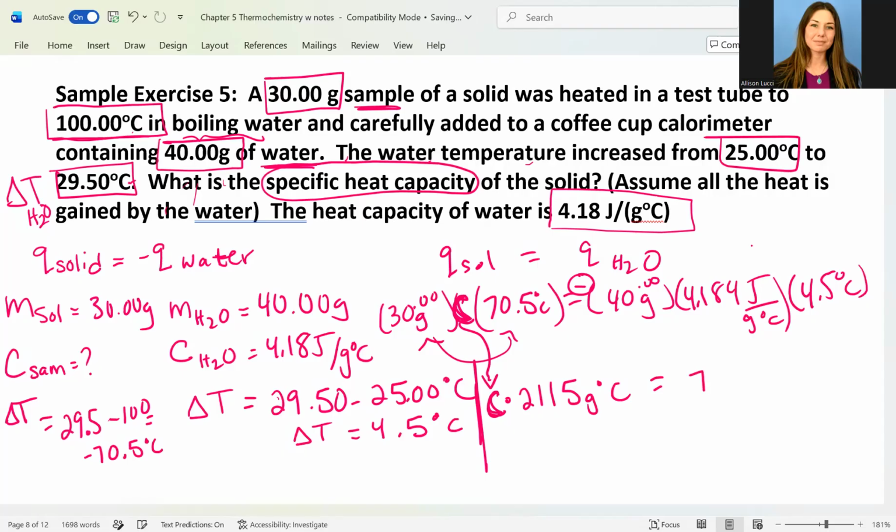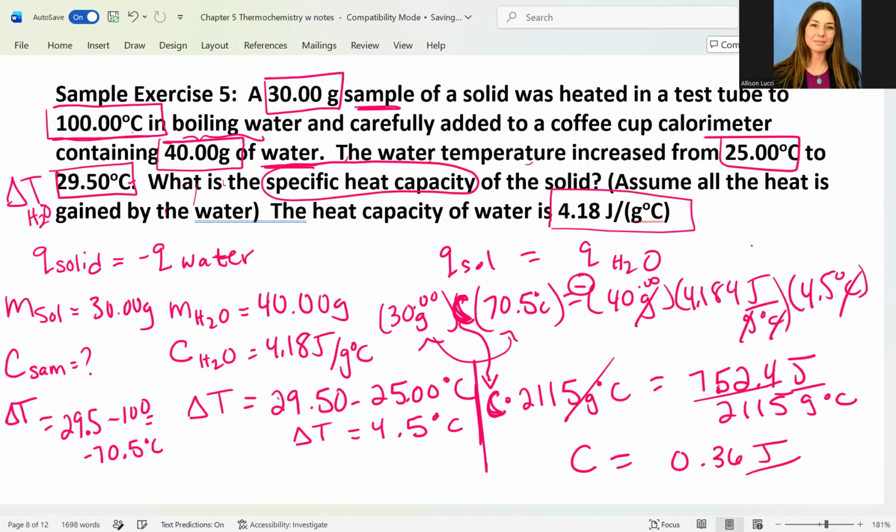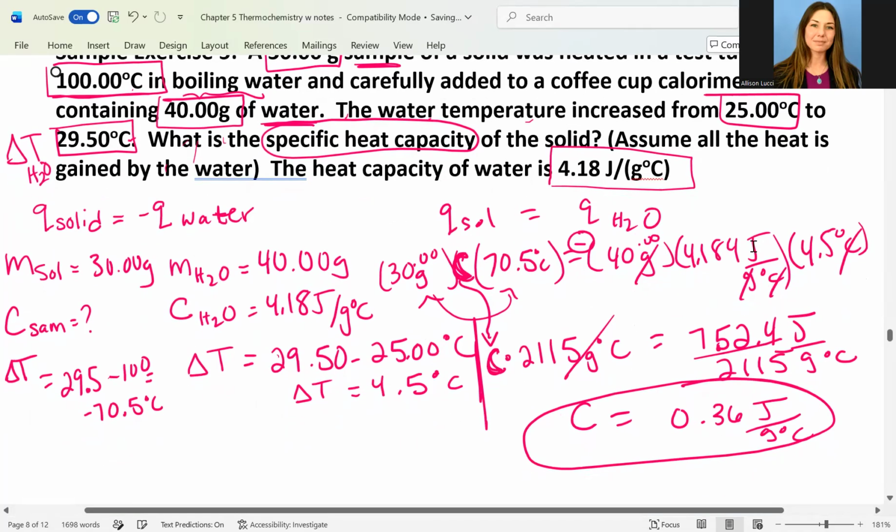So that's about 752.4 joules, because my grams cancel, my Celsius cancels. And now, to end up with a unit of joules per gram Celsius for my specific heat here, I'm going to divide this side by 2115 joules degrees Celsius. And so 752.4 divided by 2115 gives me about 0.36 joules per gram degree Celsius for my specific heat. And again, if I had a list of possible unknowns, I may be able to identify my unknown.